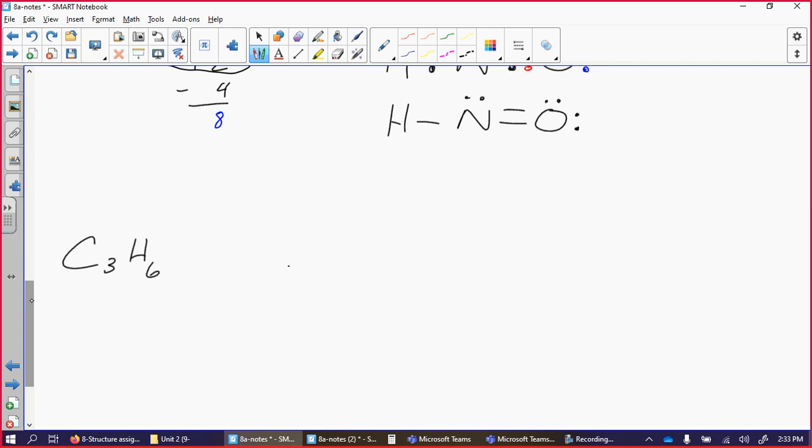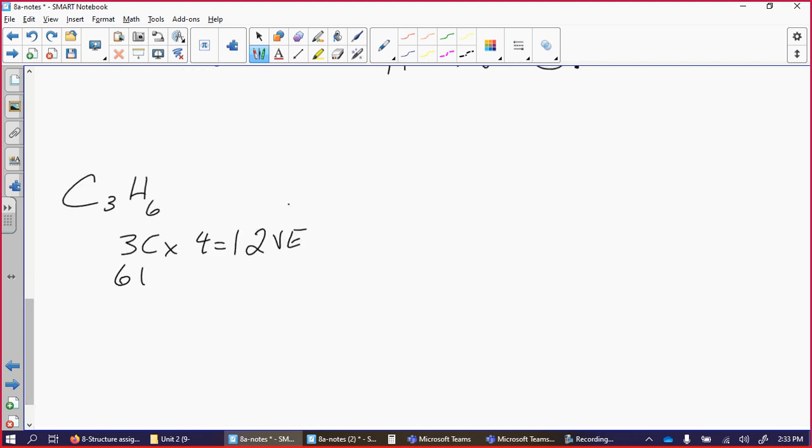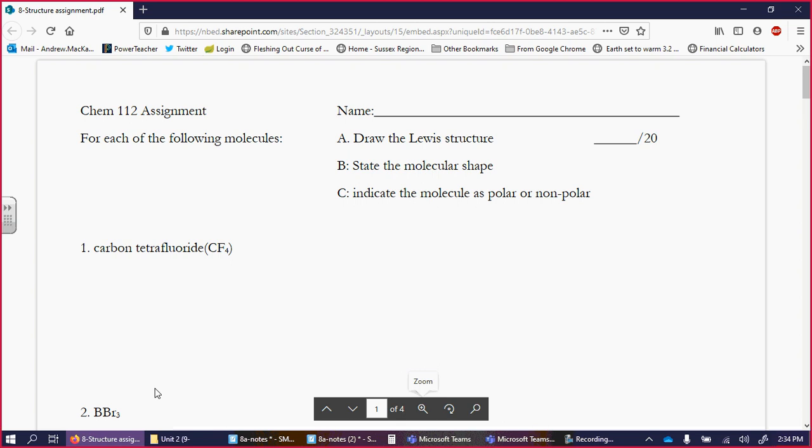All right, well, I'll do whatever this is, some sort of C3. 3 carbons times 4 is 12. 6 hydrogens times 1 is 6, so the total is 18. So this one, I don't think there's anything like that on your assignment.